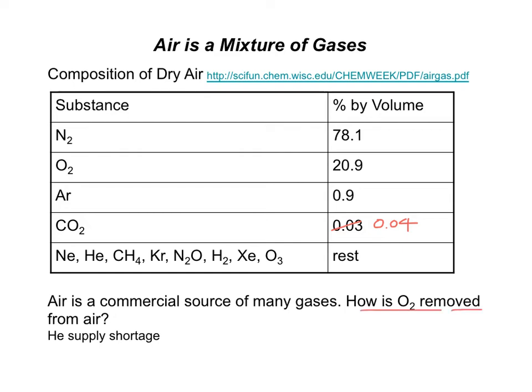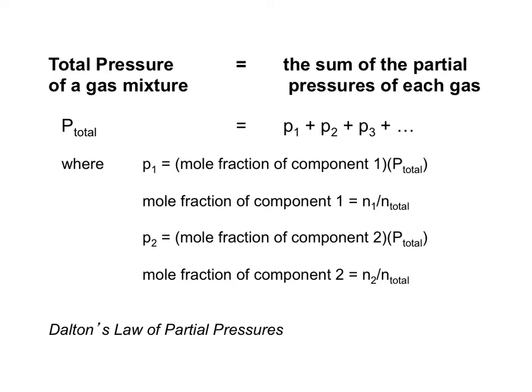Stop the video and answer this question. And the answer is, air is cooled to liquid air. Then we use the difference in boiling point to separate the oxygen from the other components. For a gas mixture, the total pressure equals the pressure of the individual components. That's called the partial pressures.